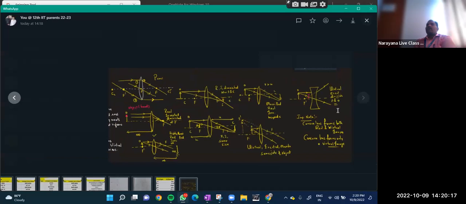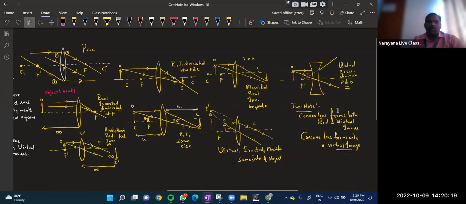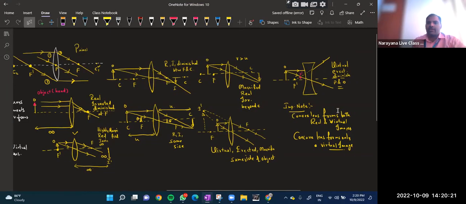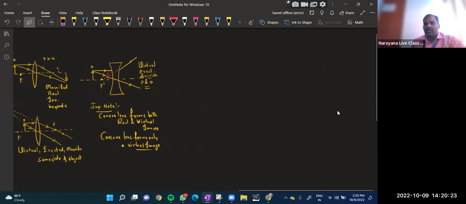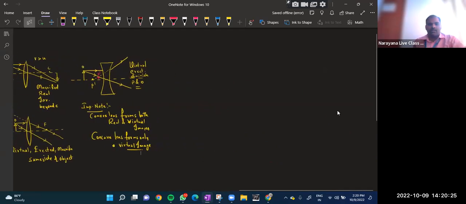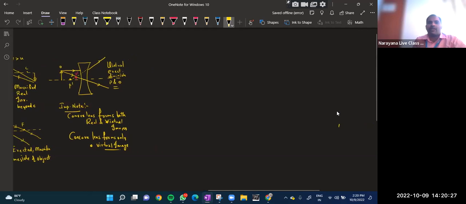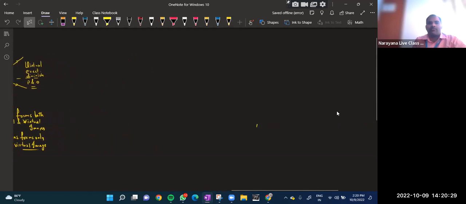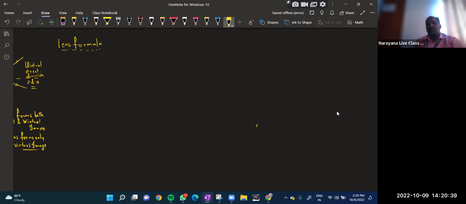Okay, students. Over. Now I will introduce one very, very important concept. That only I am coming to. Before the lens maker formula, I have to explain the lens formula. Lens formula, lens maker formula, both are the same only.